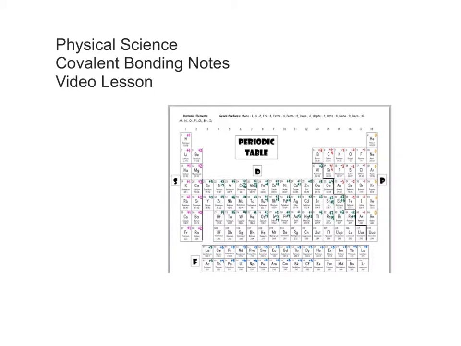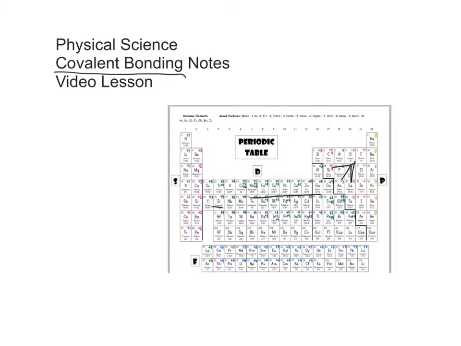In today's lesson, we are going to learn about covalent bonding. So far in this unit, we have focused on ionic bonding, which deals with a metal and a nonmetal. That is, it contains one thing from the left side of the stair-step line and one thing from the right side of the stair-step line.